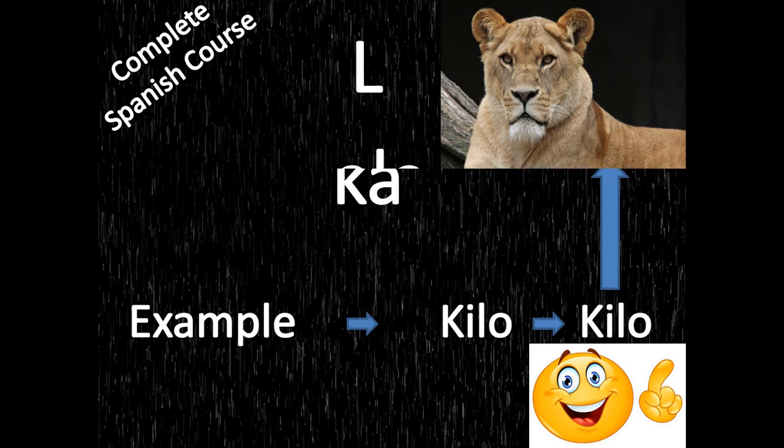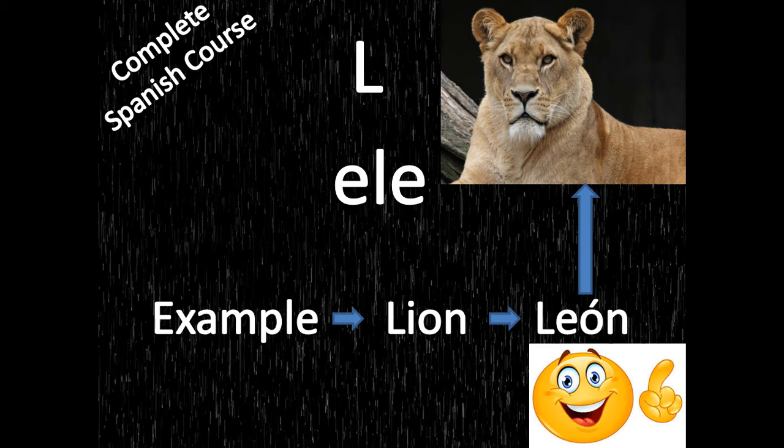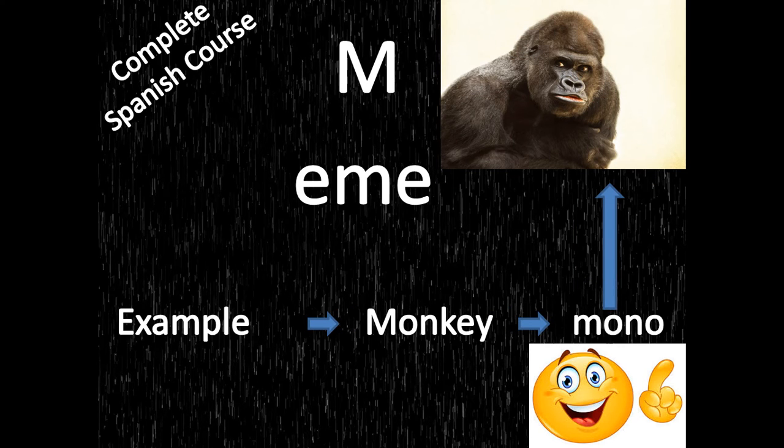Next letter is L. The letter L is sounded as L. Example, lion. Lion in English is pronounced in Spanish as leon. Leon. Next letter is M.